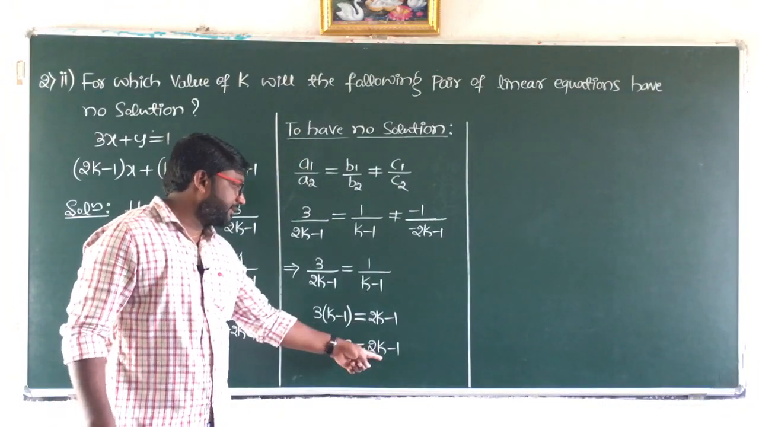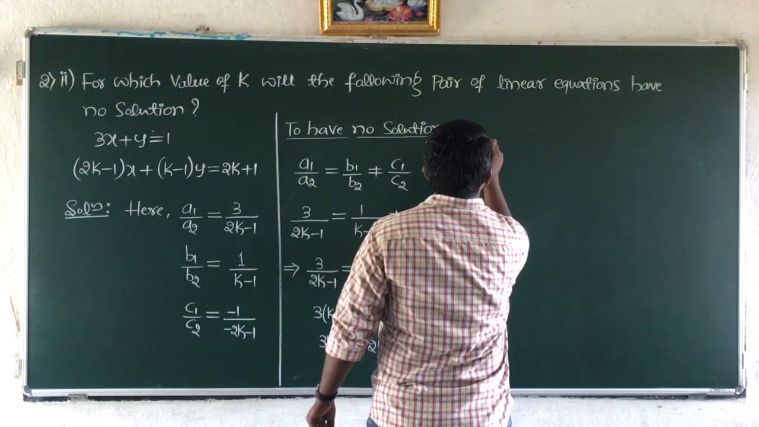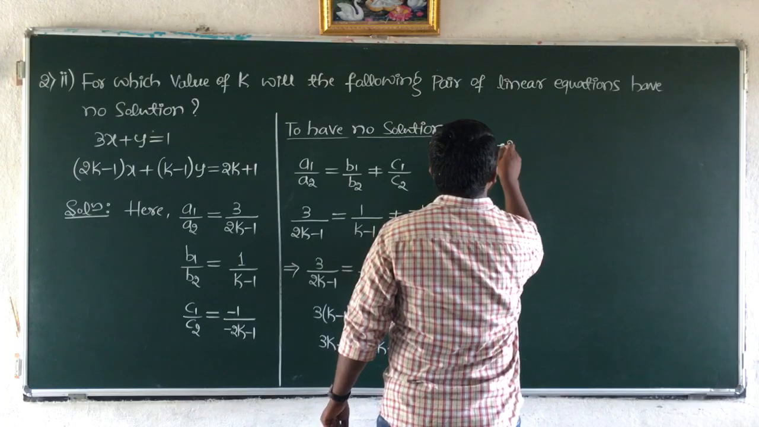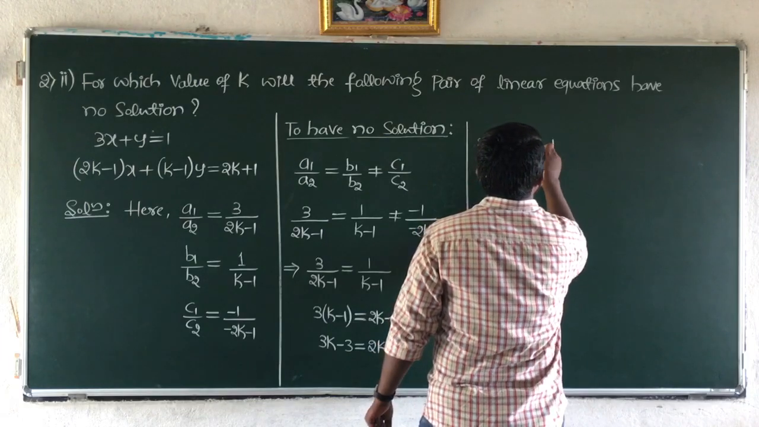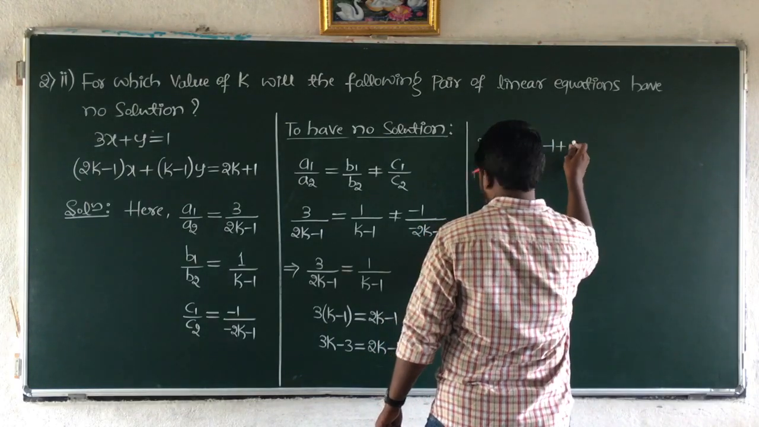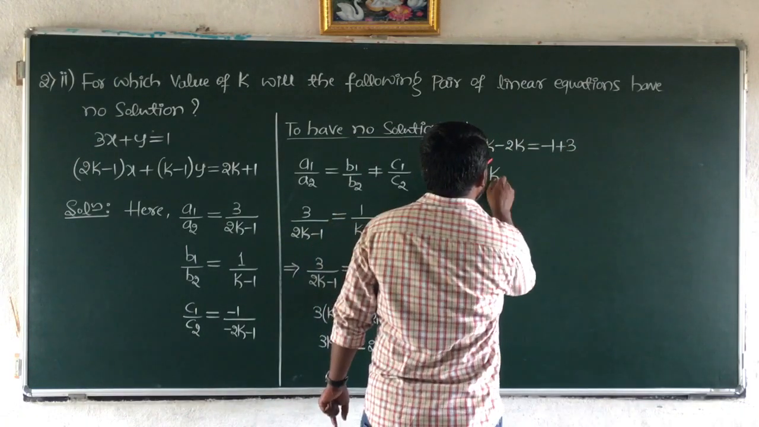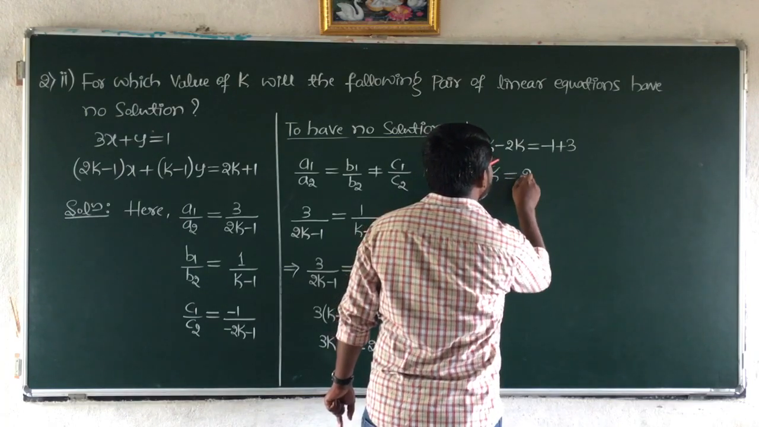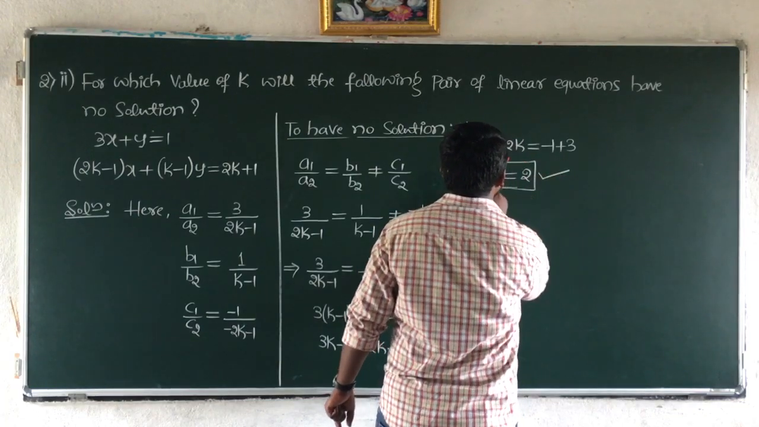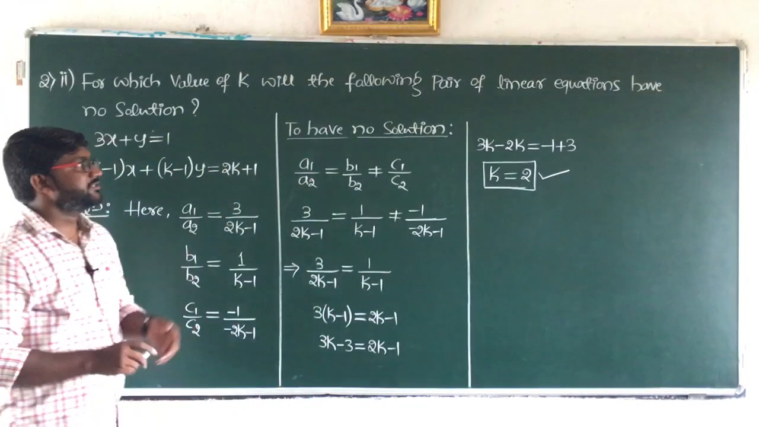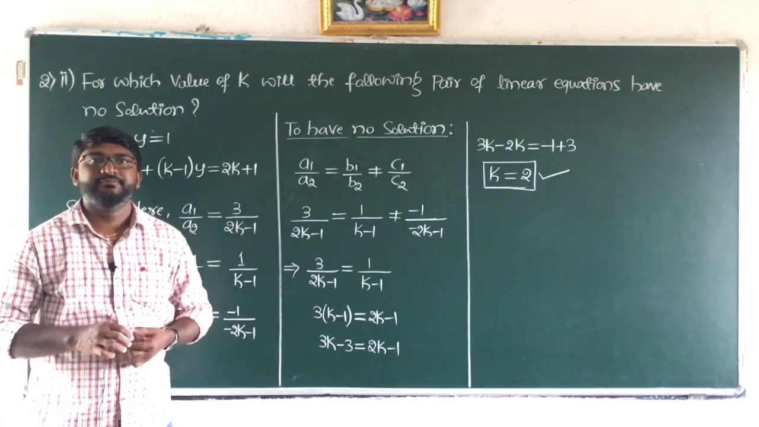So now take 2k to the LHS and minus 3 to the RHS. 3k minus 2k is equal to minus 1 plus 3. Now 3k minus 2k will be k, which is equal to 3 minus 1, which is 2. So this is the value of k. So for k equal to 2, the given pair of linear equations have no solution. So this is all about the second sub question.